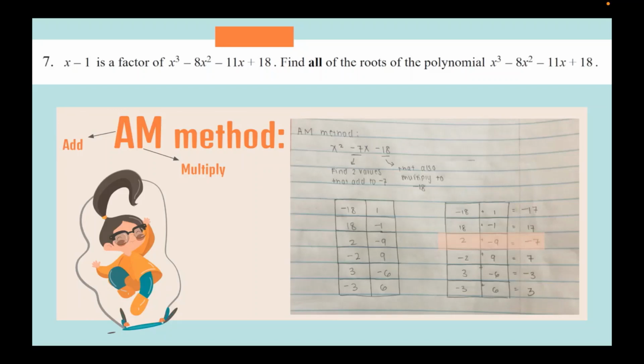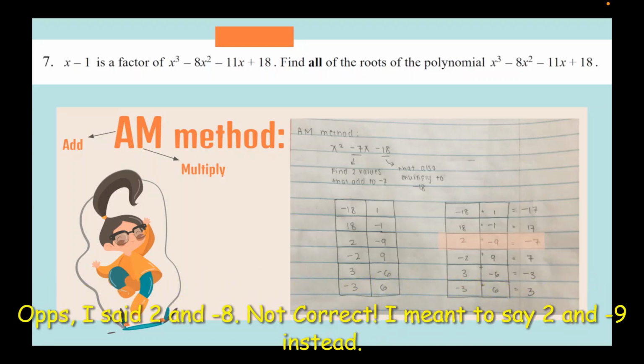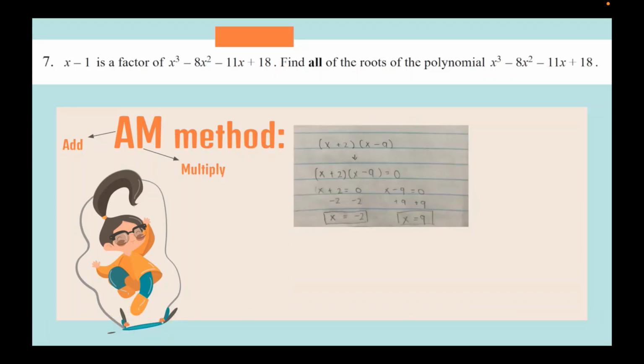AM method stands for addition and multiplication. So we would find 2 values that add up to negative 7, but also multiply to negative 18. We would first list all the factors of negative 18, and we should notice that 2 and negative 9 multiply to negative 18, while also adding to negative 7. Knowing that, our factors would be x plus 2 times x minus 9.